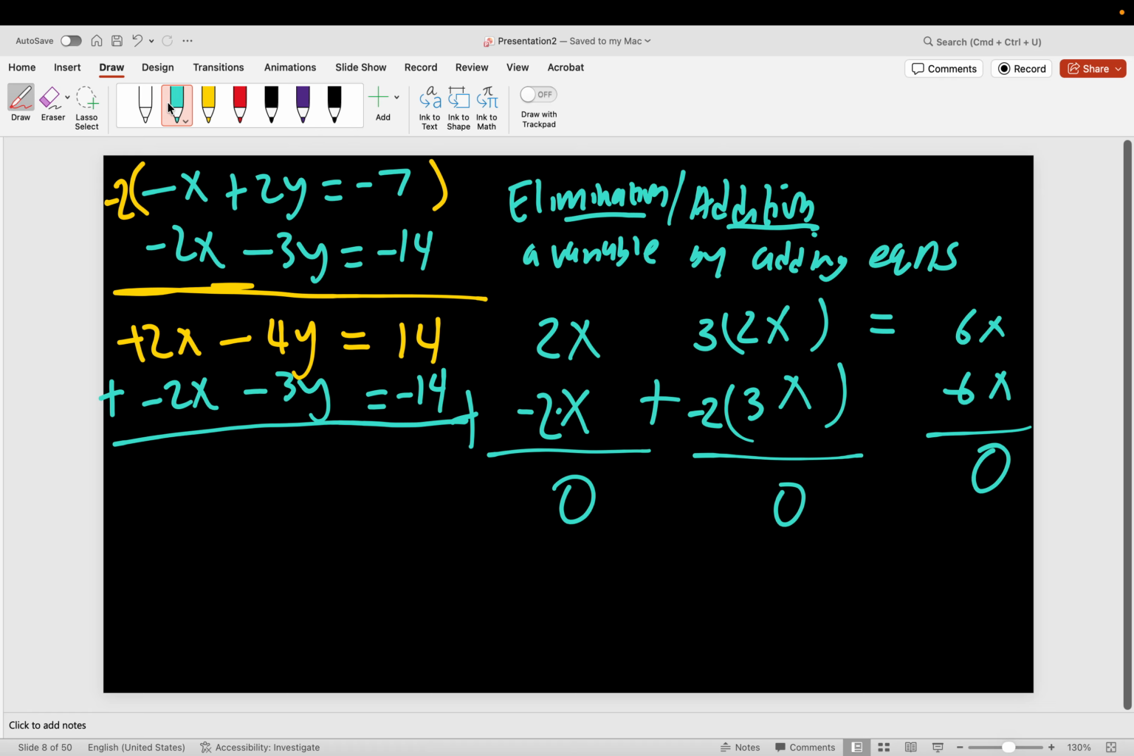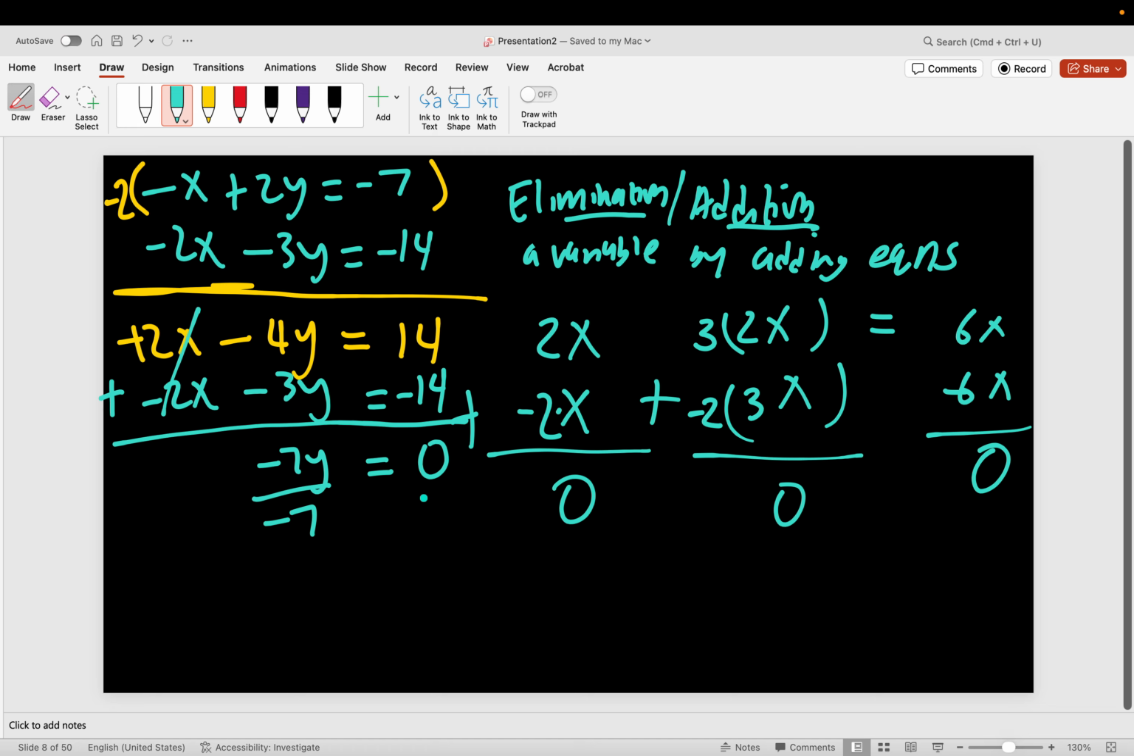Now let's go ahead and add it. Oh, by the way, it's a good thing I caught that. Negative 2 times negative x is positive 2x, not negative. Okay, let's add it up together. 2x minus 2x is 0, which is what we wanted. And now negative 4y minus 3y is negative 7y. And negative 14 plus 14 is 0.